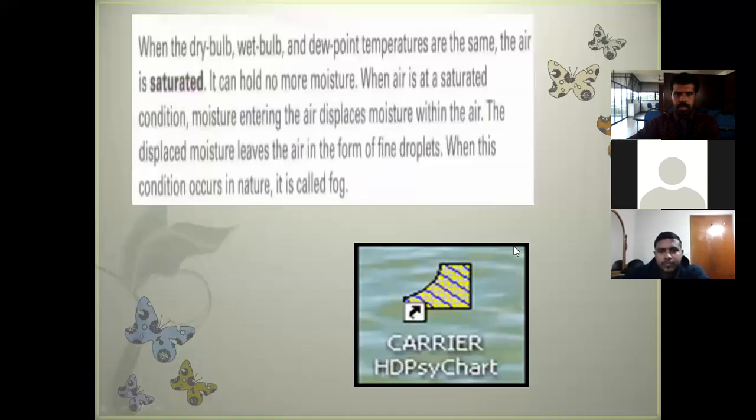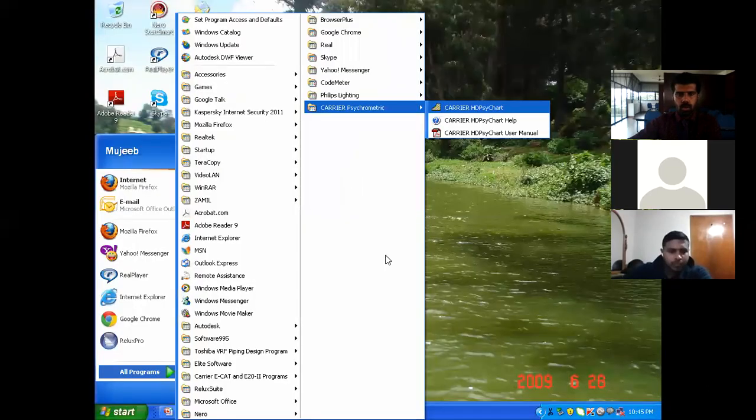Okay, so this is the logo of this Carrier psychrometric chart. This is the logo, and I will take this software also today itself. So how to do it is, initially there will be a start. You can go to Carrier psychrometric, and you can open its software like this.